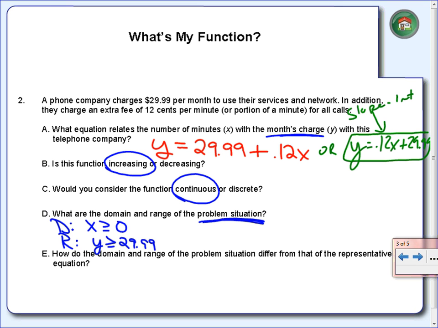All right. E. How does the domain and range of a problem situation differ from the represented equation? In other words, how does this compare to the domain and range of that equation there? Well, let's go to our calculator. Let's go to y equals. Type that equation in for me. So y equals. Type in your equation. 0.12x plus 29.99. Look at your graph.